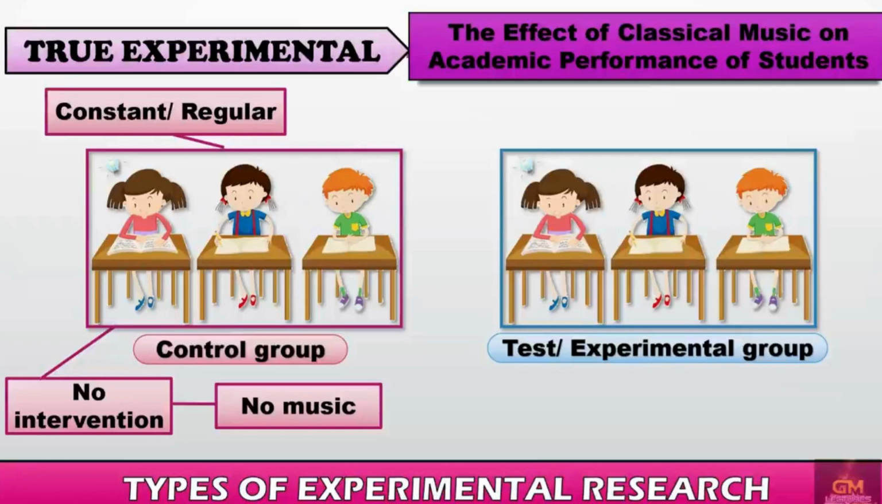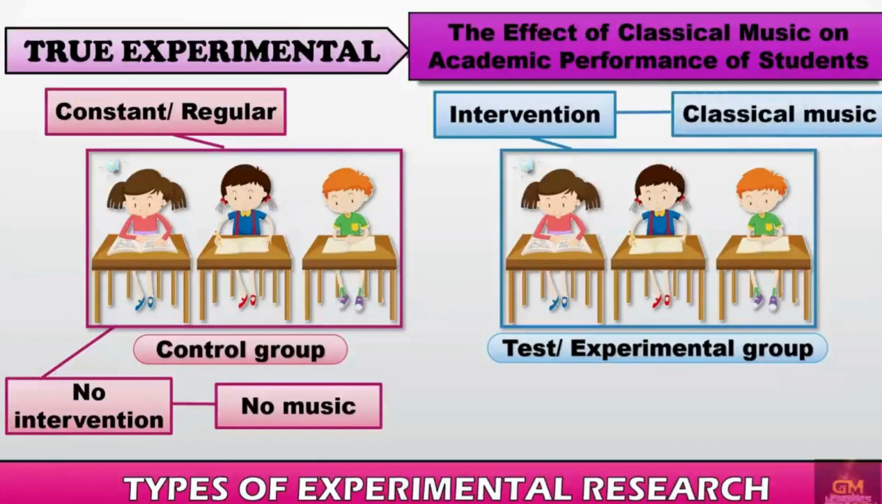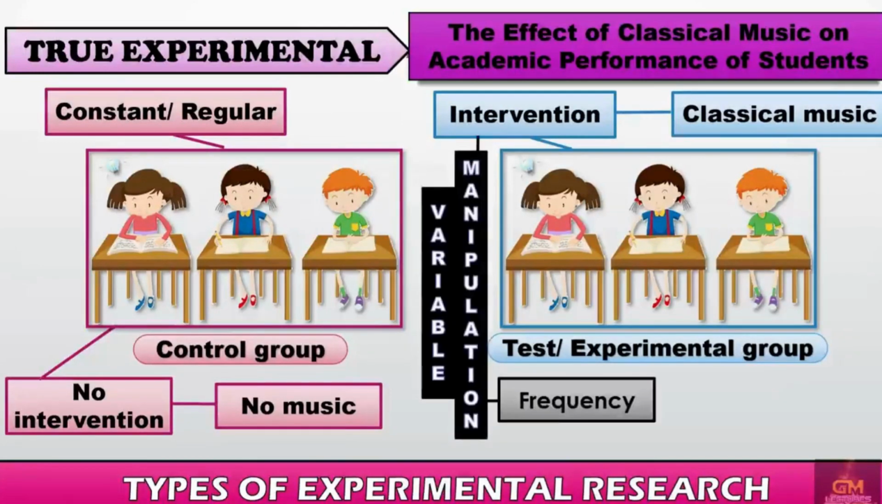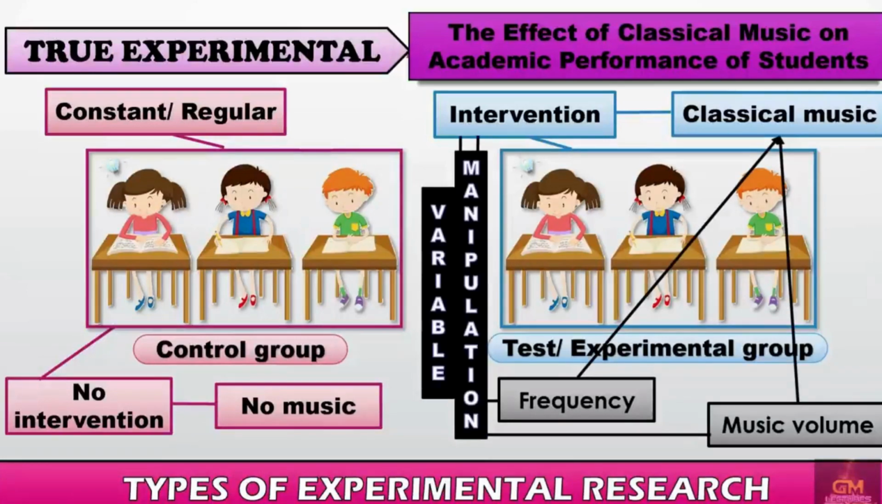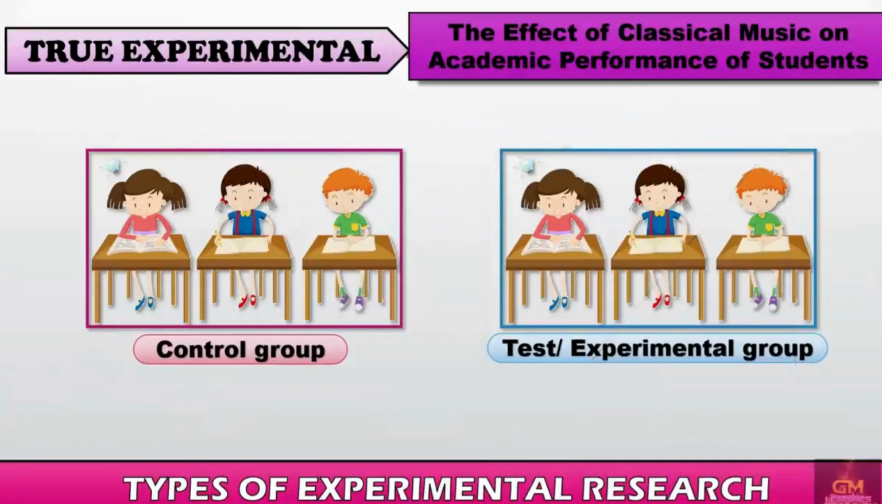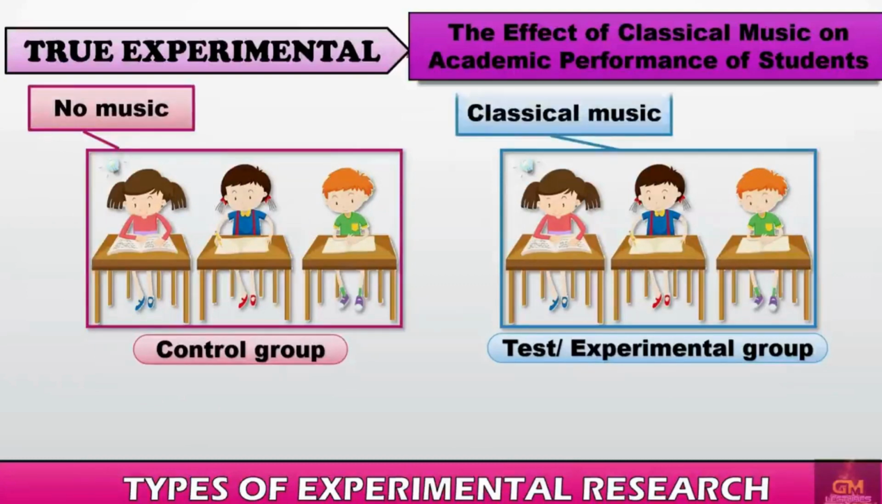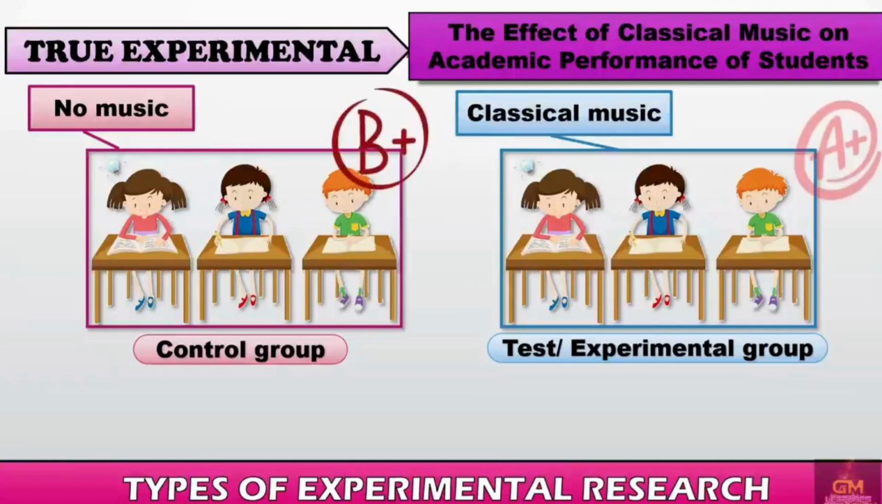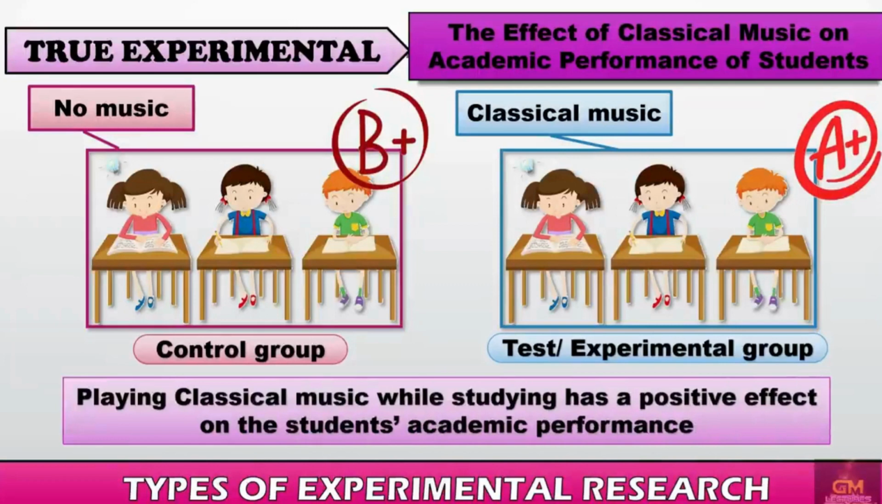While in the test or experimental group, there is the presence of intervention, which is the classical music. This intervention can further be manipulated through variable manipulation such as frequency and music volume. At the end of the study, the researcher then gives an assessment between the control group without music and the test or experimental group with music by looking at their academic performance. Based on this example, we can have the conclusion that playing classical music while studying has a positive effect on the student's academic performance.